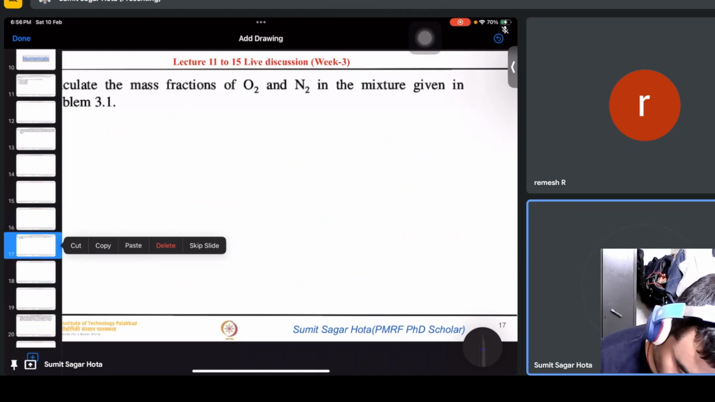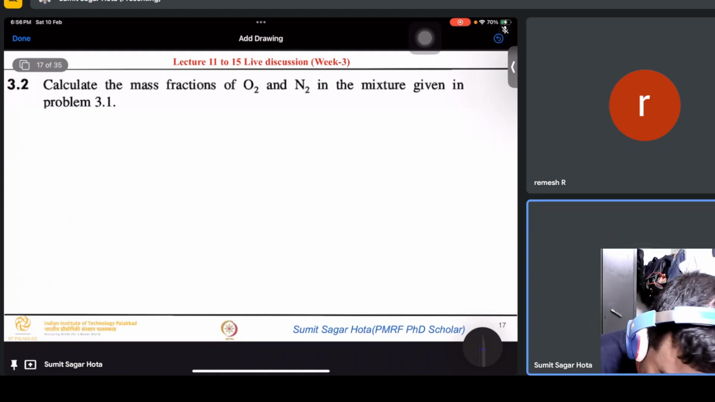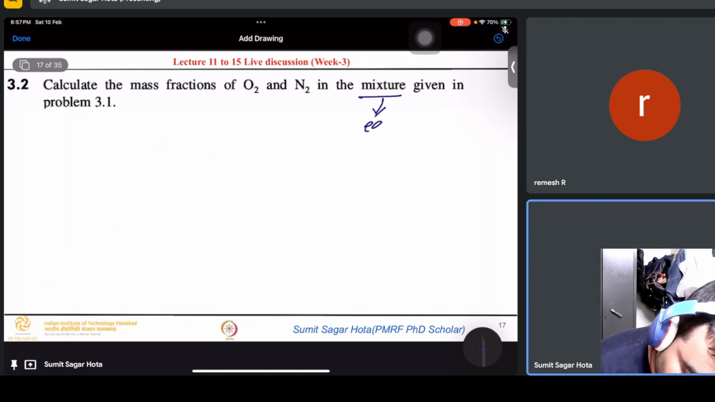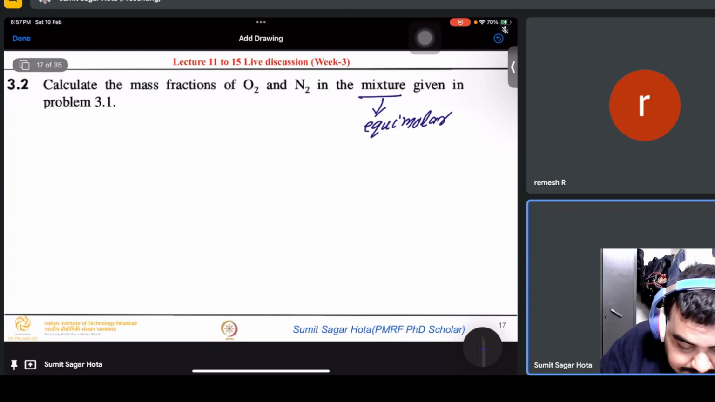Okay. Calculate the mass fraction of the oxygen and nitrogen in the mixture given in problem 3. So it's an equimolar mixture. That means, from the previous question, we know the molar fractions. Now it's mass fraction.